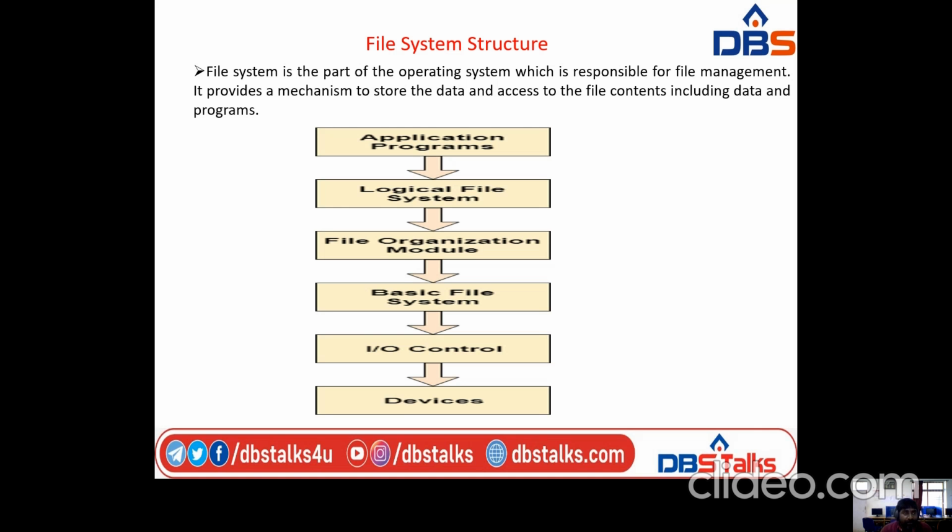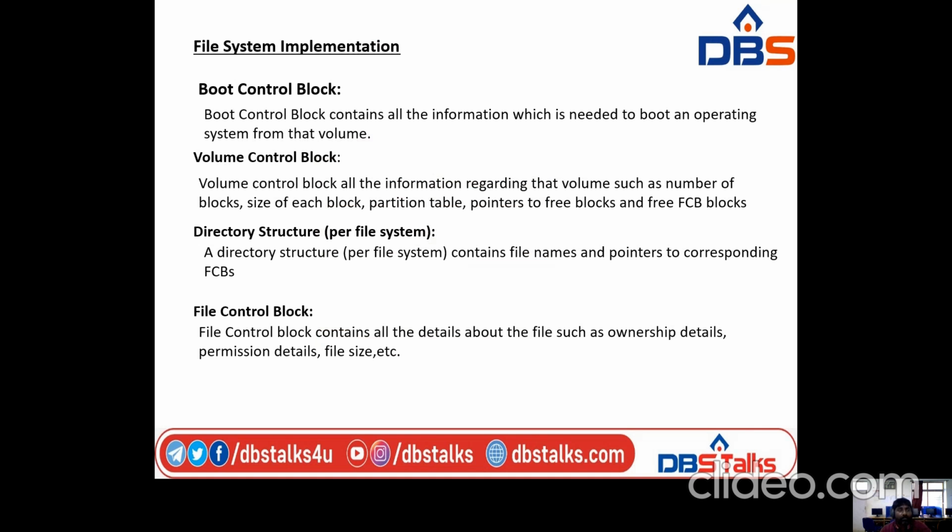Next, coming to the file system implementation. There are many variations in the on-disk data structures that are used to implement a file system. This structure may vary depending upon the operating system. The Windows operating system will have a different structure, and at the same time Linux has another structure. In file system implementation, we are going to see the boot control block, the volume control block, and the directory structure. We can call these the per file system structures and the file control block.